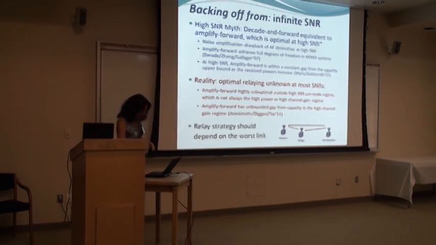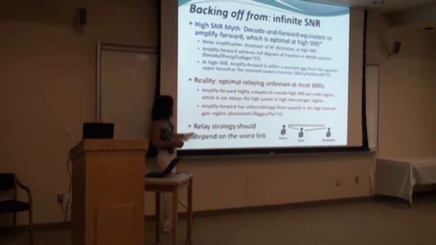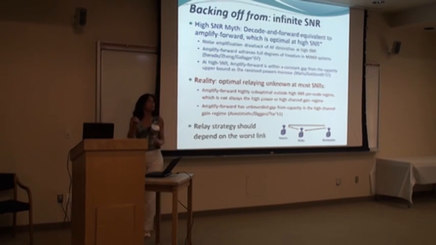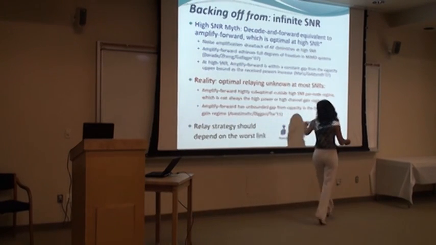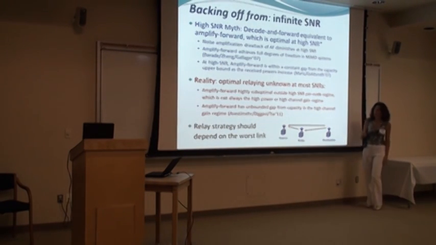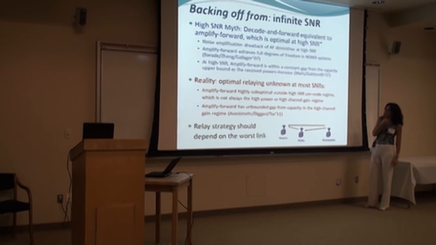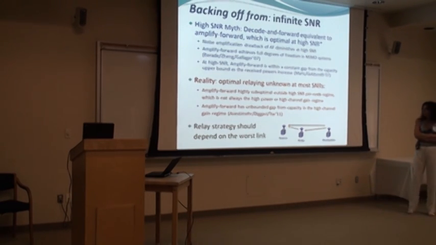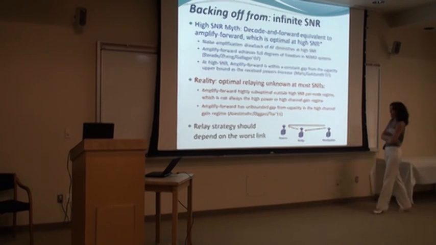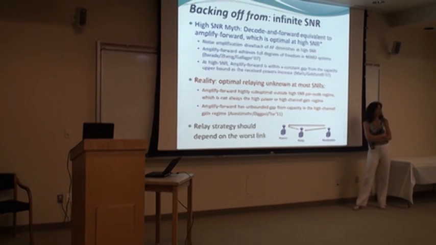Okay, so really, the relay strategy you use, and this goes back to the point I made in the first slide about relaying, in practice depends on the worst link. So it's SNR dependent. And I'll see if you were paying attention. And again, the arrows are going the wrong way, so just pretend they're flipped. Okay? So when should I use amplify and forward for this simple relay channel? When is that optimal?